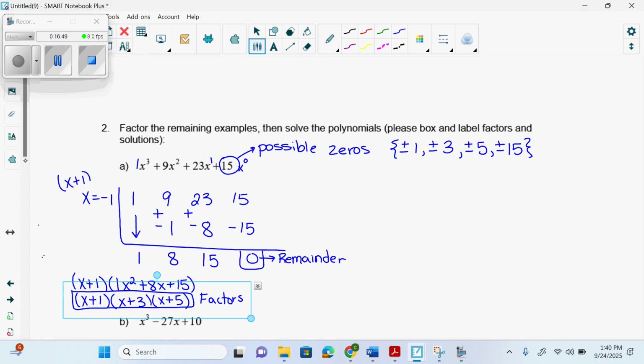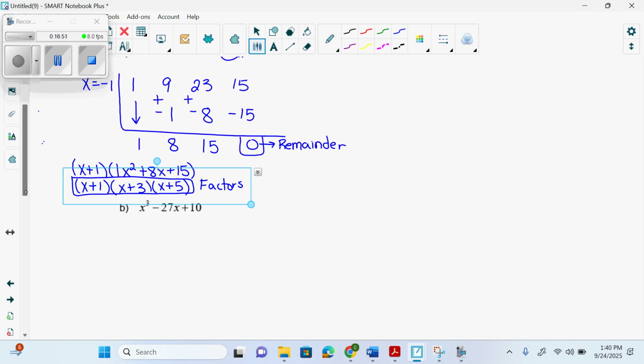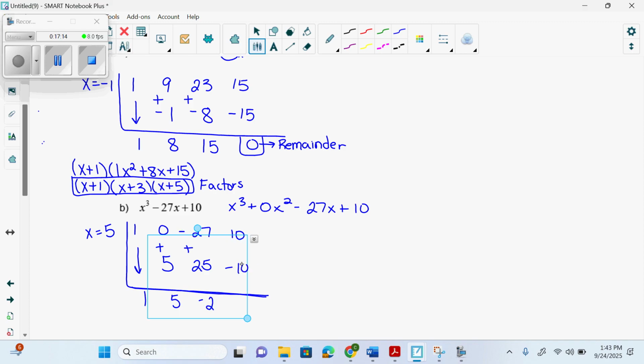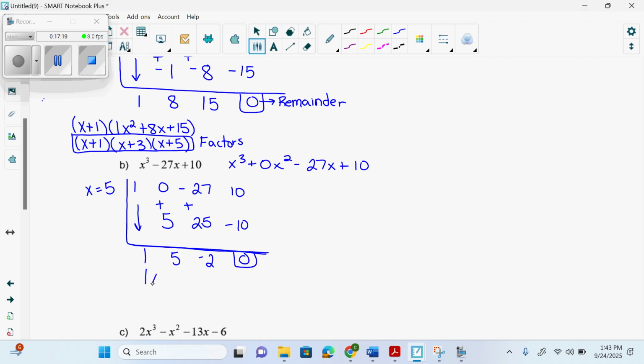Okay, you guys are trying B. There's a hint. You can't rocket count. So what is the one that you found? X equals what? X equals 5? So then you drop the 1. 1 times 5 is 5. Add it. 5. 5 times 5 is 25. Add it. Negative 2. 5 times negative 2 is negative 10. Add it. 0. And so I get 1x squared plus 5x minus 2.